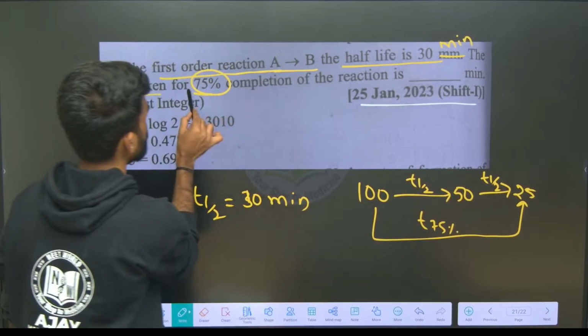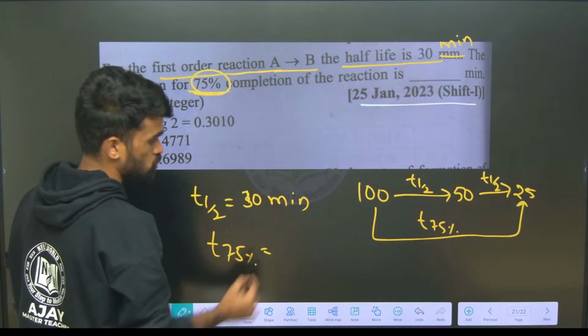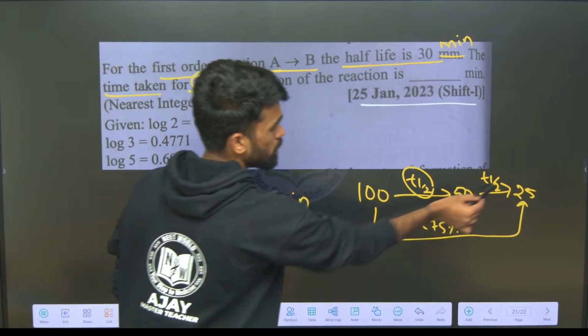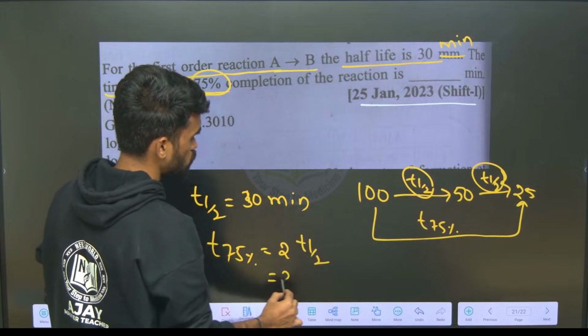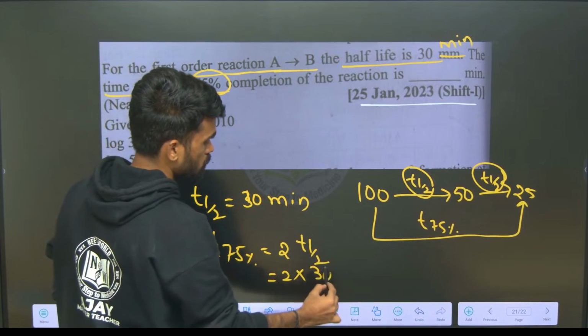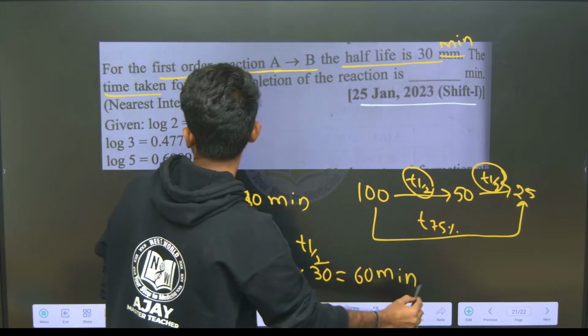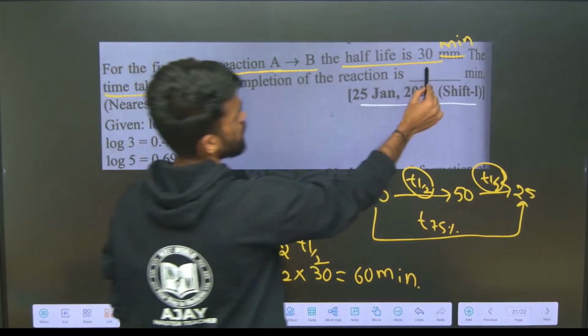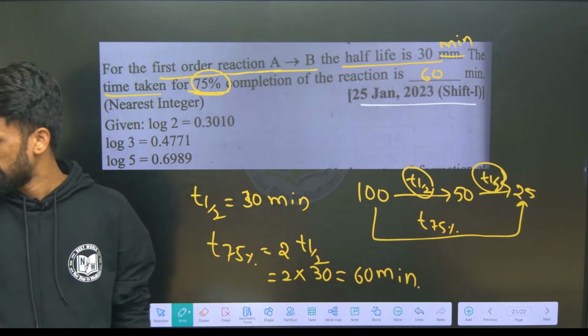They are also asking for 75% completion. So T 75% completion equals how many T halves? Here one, here one. So you just take 2 T halves, that's it. Very simple now. So 2 into 30. So how much time do you require? 60 minutes are required for completion. So you should answer 60 as your answer. Hope this is clear.